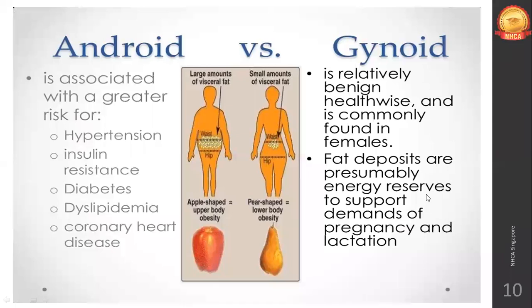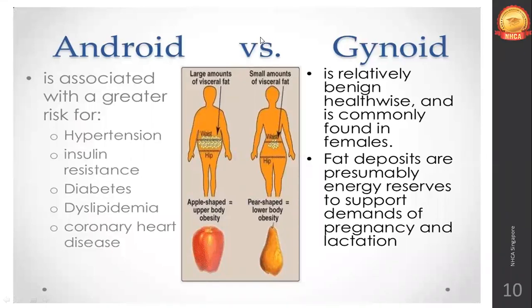Next, coming to body shape, android versus gynoid. Android body shape is the apple body shape. You can see here most of the fat cells are around the waist area, the waist to hip area. A large amount of visceral fat. What do you mean by visceral fat? People from the medical background, please answer, so that others can understand what visceral fat is. Visceral fat.